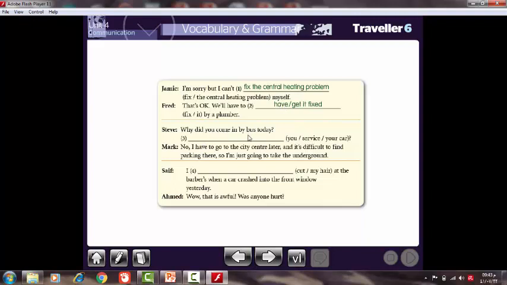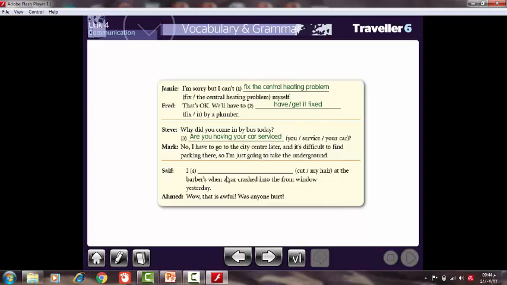Why did you come in by bus today? You service your car. Mark: No, I have to go to the city center later, and it is difficult to find parking there. So I'm just going to take the underground. Okay, are you having your car serviced? Having your car serviced is a causative. It is in the present progressive causative sentence: are, plus having, the object here, and the past participle at the end.